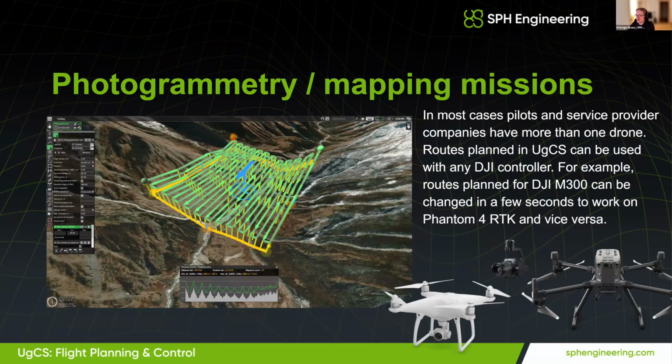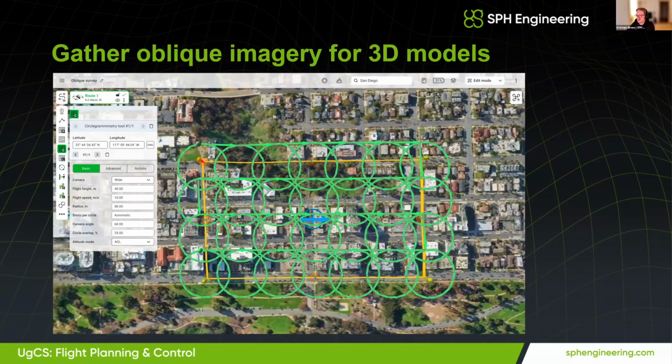Then, of course, for photogrammetry and mapping surveys, you can plan these out too. We have photogrammetry corridors, normal photogrammetry areas, as well as all of this adjustability. I'll show you more about this when we get into the software.